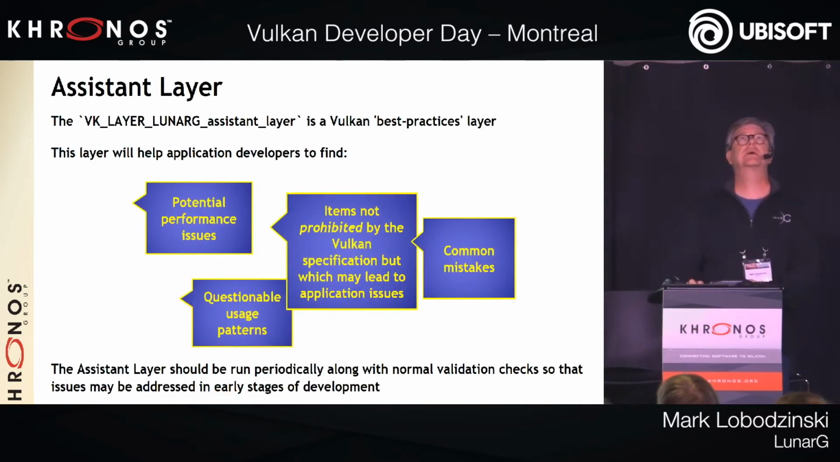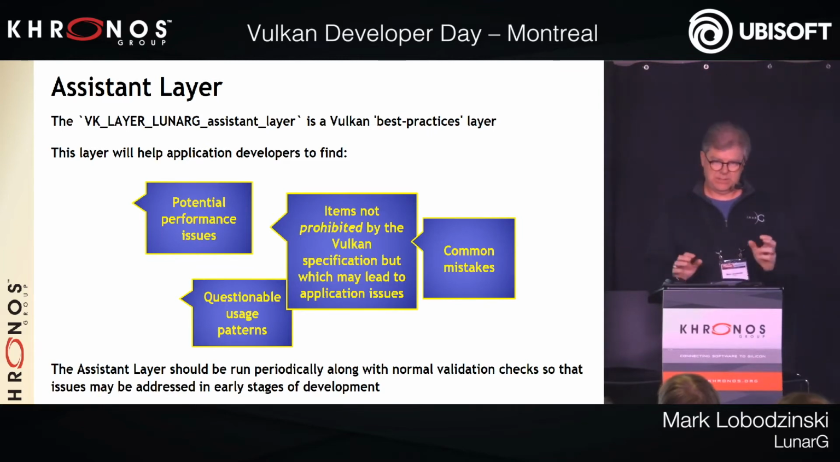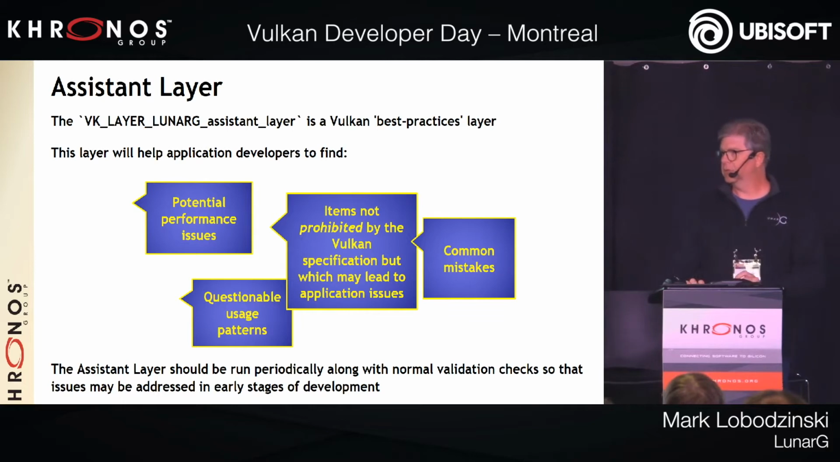So the assistant layer, I'm going to talk about that first, is basically a best practices layer. The idea here is that the validation layers focus on what is correct and is explicitly spelled out in the specification. The best practices layer is kind of covering the gray area. It's things that apps might do that are not illegal or prohibited, but that are probably not a good idea and can get you in trouble.